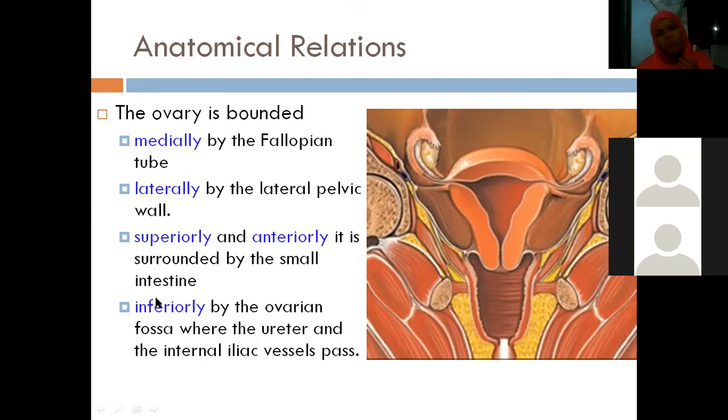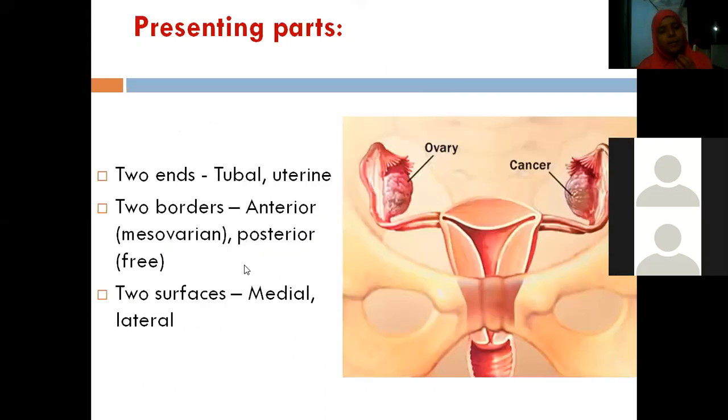Okay, everywhere we should know relations, and of course we are reading theoretically. But if you just try to see in a female body in the cadaver, of course it's very difficult. The size of uterus only will be this much and they will be behind, but still we can try to see the relations. Okay, so these are the relations. Medially the fallopian tube, laterally pelvic wall, superiorly coils of small intestines, and inferiorly and behind the ovarian fossa, where we have ureter and internal pelvic vessels.